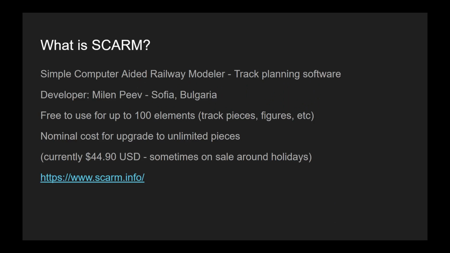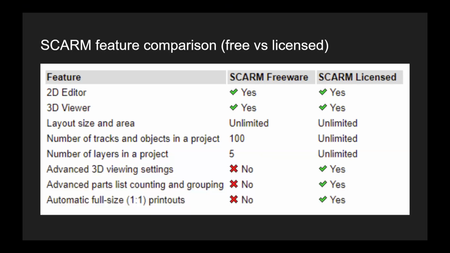figures, which is just basic shapes, like if you want to represent a building. Nominal cost to upgrade to unlimited pieces, usually about $45. Around the holidays, you might get it on sale, so look out for Black Friday if you want to buy it. The website is scarm.info. The free download is there to start and try it out.